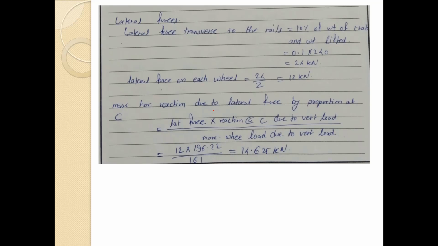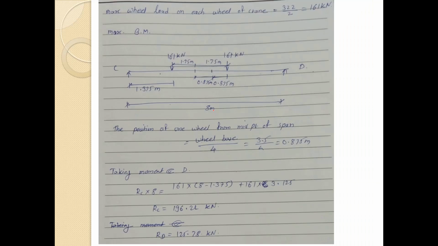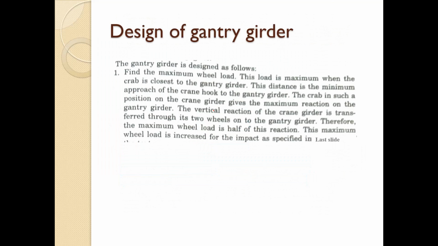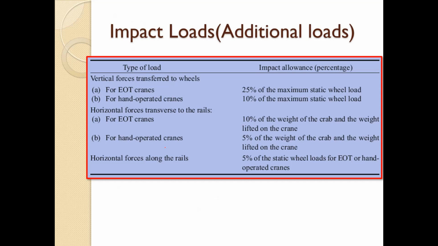Now this is all about the vertical forces. Now we are going to consider the lateral forces. The lateral forces transverse to the rail, we have already seen the value of this. We are using this EOT, that is electrically operated traveling crane. So that becomes 10% of the weight of the crab and the weight lifted by the crane.